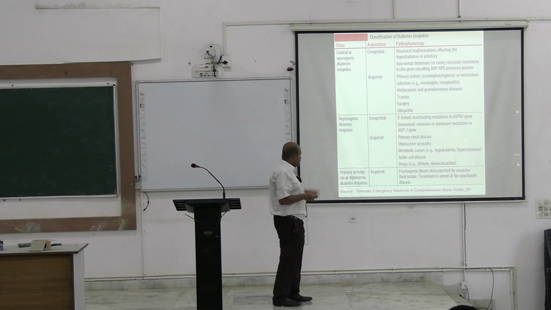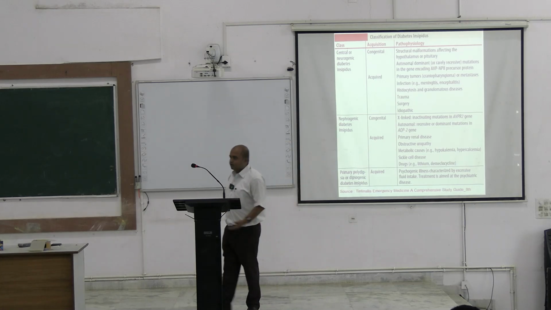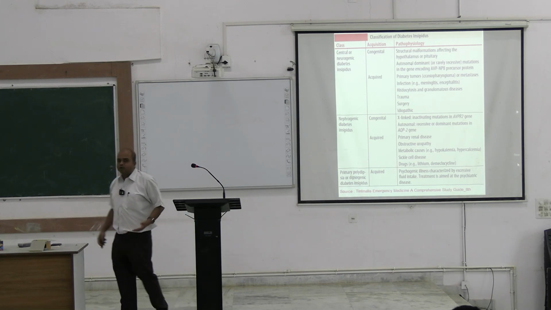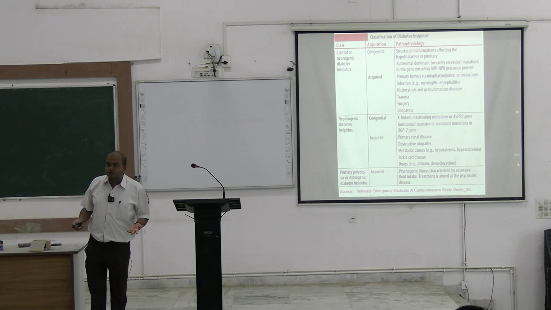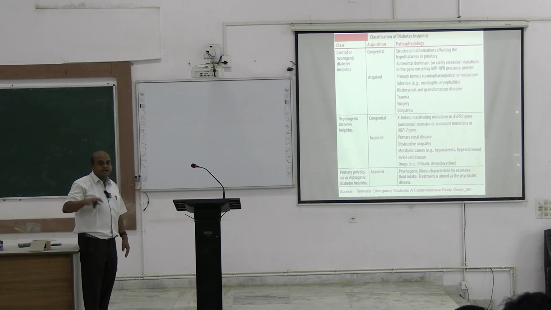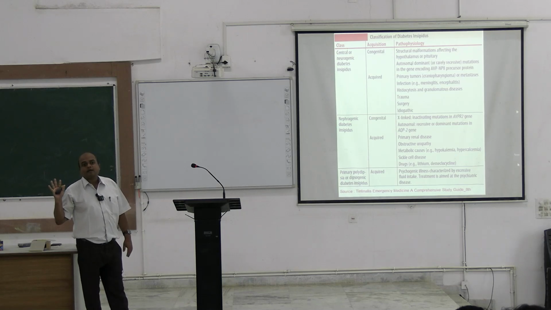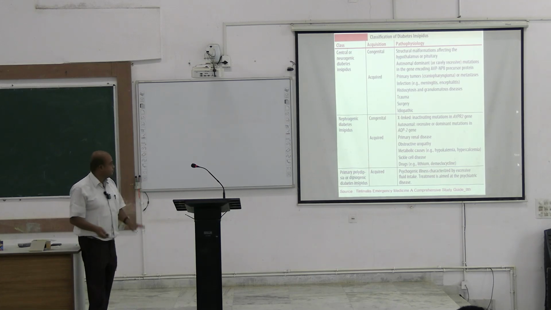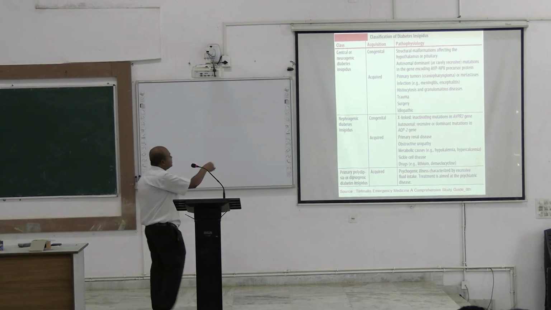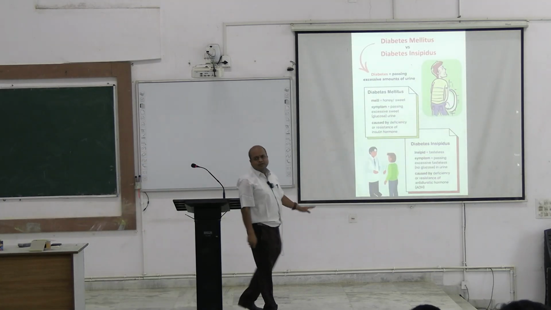And primary polydipsia is the formation of dilute urine. The person is drinking a lot of water due to unknown causes. It may be psychological or something. The central part, the pituitary, is okay, the kidney is okay. That means the kidneys are responding to ADH, but the person, for some reason, is drinking so much water that dilute urine is being passed. So treatment is aimed at the psychiatric disease, I think you don't need the treatment part.